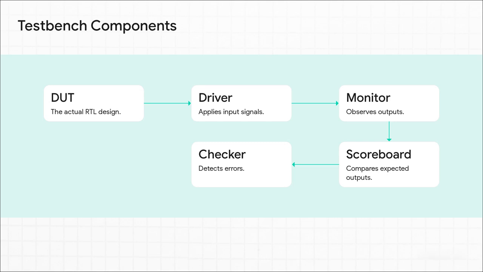Second is the driver. The driver is actually super fascinating because it takes high-level commands like read memory and translates them into the exact cycle-by-cycle electrical pin wiggles required to stimulate the DUT. Third, the monitor sits there, passively, just observing the outputs and translating those raw pin signals back into readable data. Fourth, the scoreboard takes those outputs and compares them against a golden reference model. And finally, the checker instantly flags any mismatches.